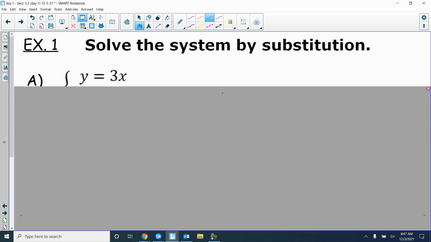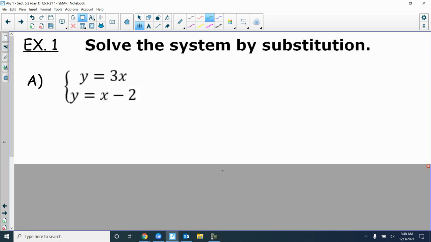What's that? A 1? Not a 1. It says y equals what? 3x. Y is the same as 3x. So think about this. What can I take out and put in for that y?